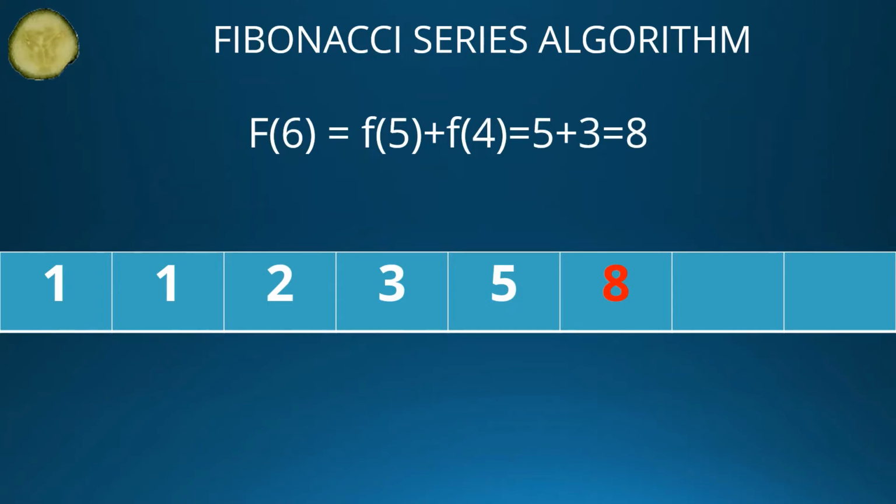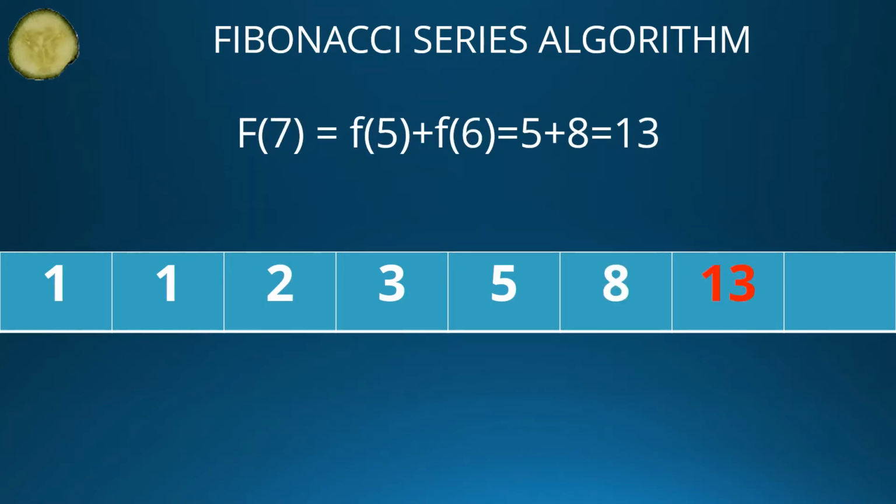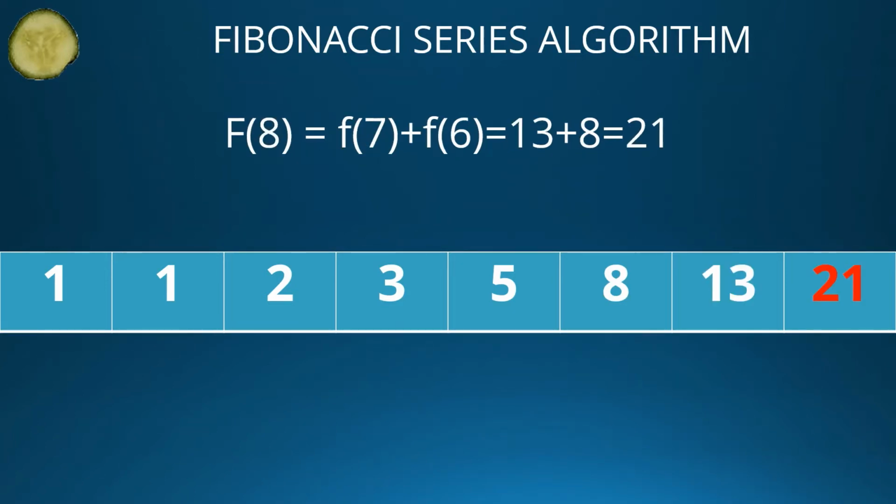For the sixth element, we are adding the fifth element and the fourth element, which means 5 plus 3, which equals 8. For the seventh element, we are adding the fifth element and the sixth element, which equals 5 plus 8, 13. For the eighth element, we are adding the seventh element and the sixth element, which equals 13 plus 8, which equals 21.